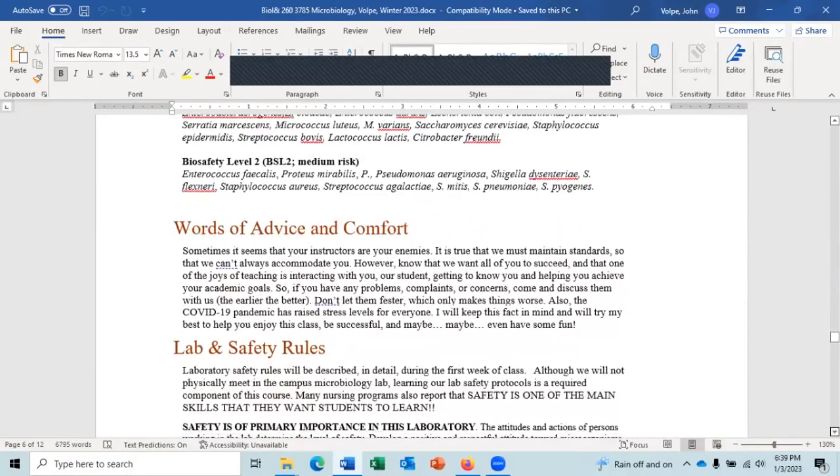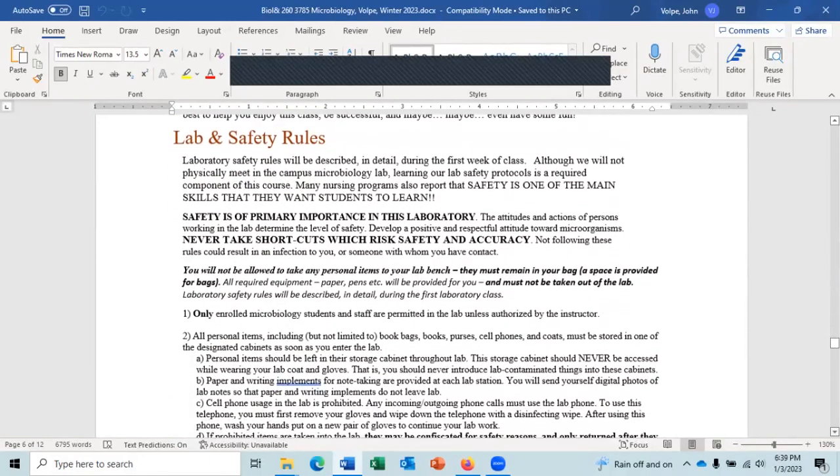All right, lab and lab safety rules. It's not so important because everything will be online, but you do need to know how to be safe in a microbiology lab. It's also a really good lesson for all of you who are going into the health profession, especially nurses. Safety is one of the main skills they want you to learn in this microbiology class. So safety is the primary importance of the lab, and never take shortcuts.